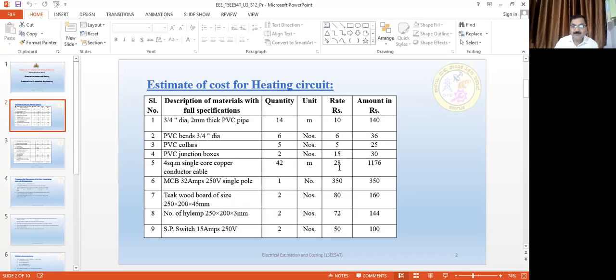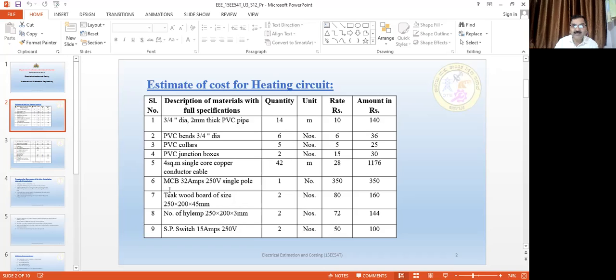Each meter costs about 28 rupees. In the shop, the cables are available in terms of coils. So that will be converted into cost per meter. So now it costs about 28 rupees per meter. Now for 42 meter, it becomes 1176 rupees.